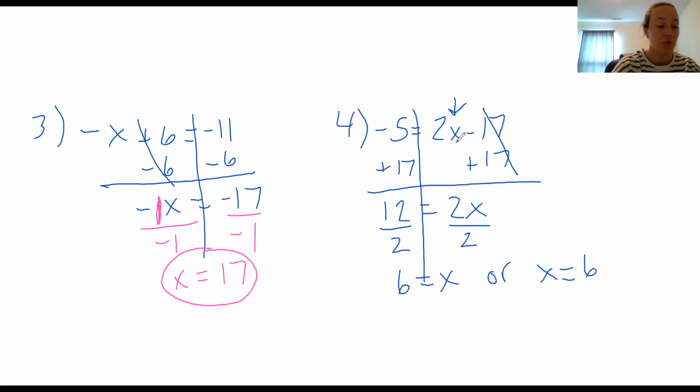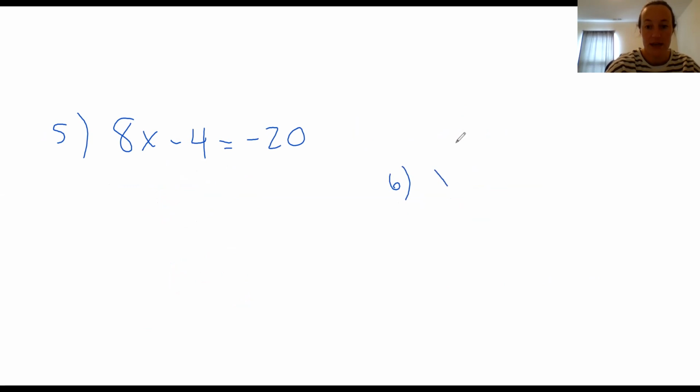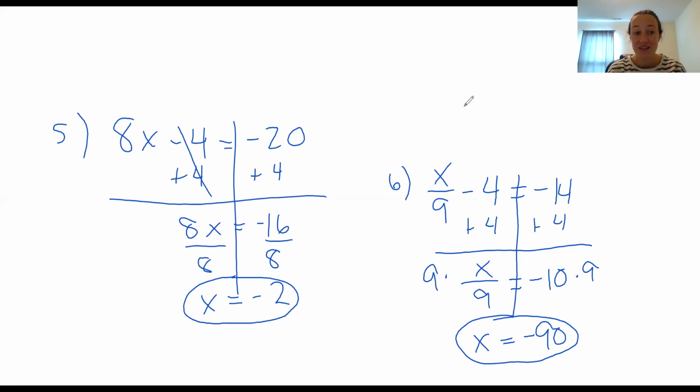So the 2 that I want you trying, so this would be number 5. I've got 8x minus 4 equals negative 20. And example 6 is x divided by 9 minus 4 is equal to negative 14. Okay, pause this video, try both of these problems for me, and then when you've got them, play the video again, and we'll see how you guys did.